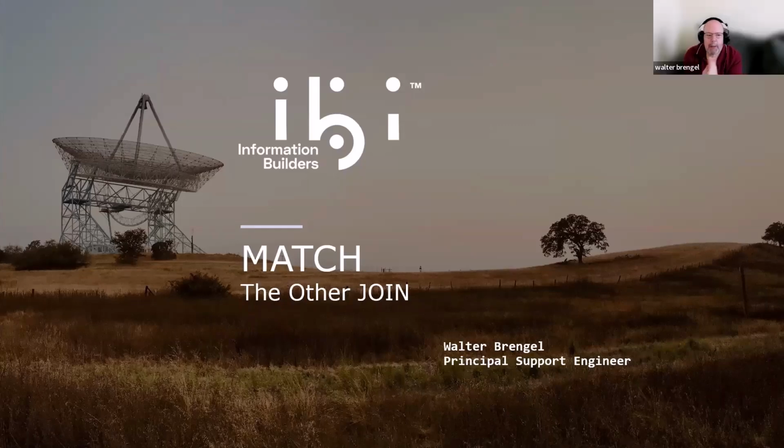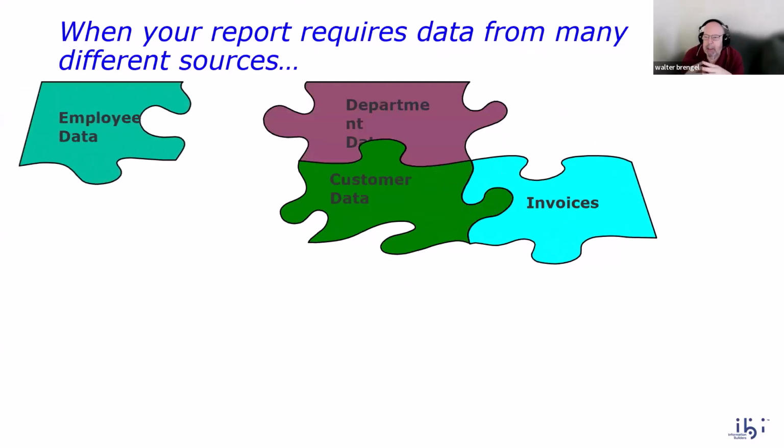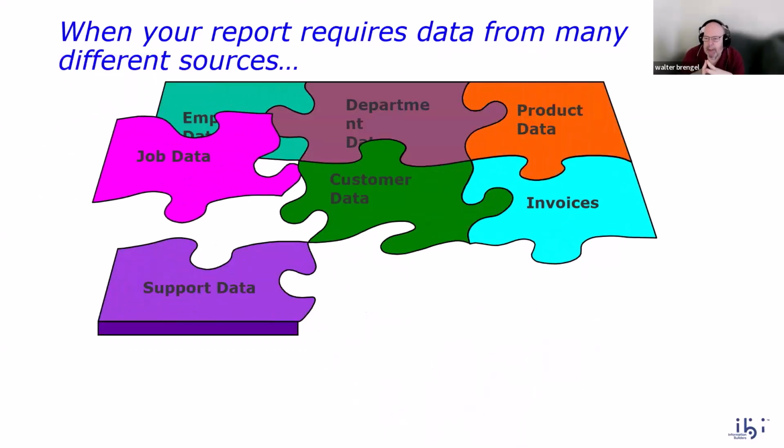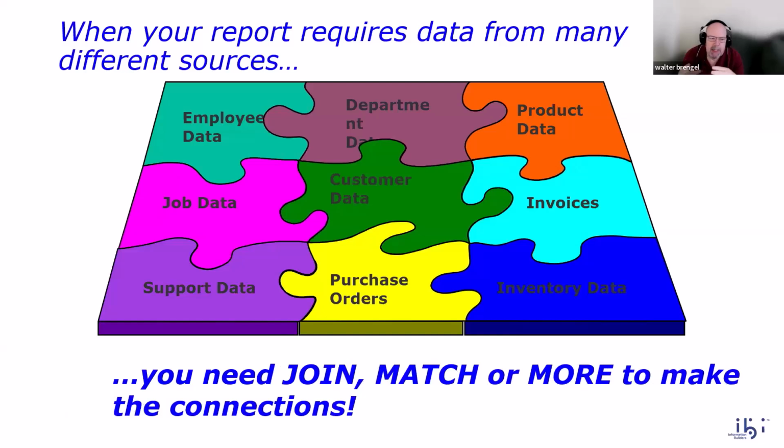Match the other join. Okay, so I'm going to talk about match, the other join. So let's just jump right in. When would you use a match or join, or we even have file, which we'll probably talk about in a future session. But when your report requires data from many different sources, that's when you're going to try these extra techniques. You want to join to another data source, another table. You might want to match, and you're going to use match when you want to merge data. So you might want to add additional records, or you might not. You just want to get information. And then more just basically appends at the end of a file.